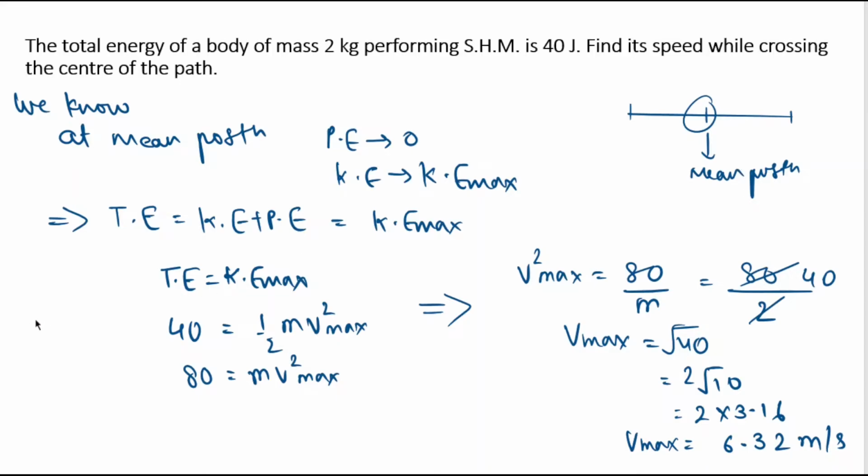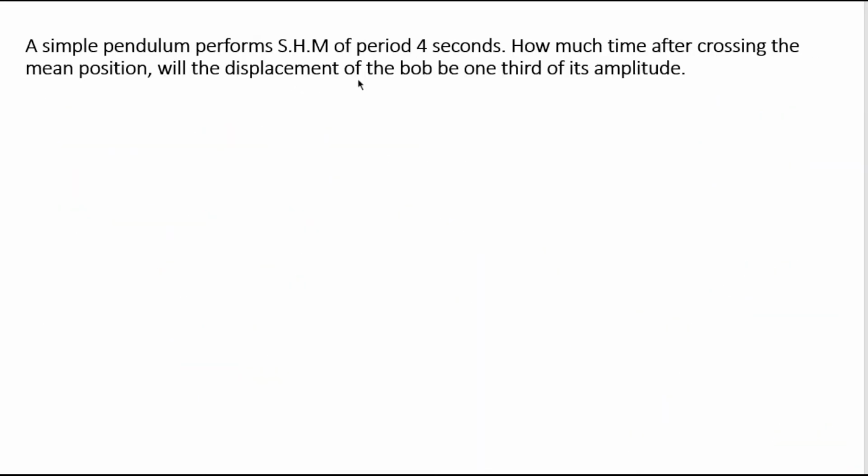Let's look at the next sum. A simple pendulum performs SHM of period 4 seconds. How much time after crossing the mean position will the displacement of the bob be 1/3 of its amplitude? So solution, we have been given the time period of the pendulum, that is 4 seconds, and we need to calculate the time at which the displacement x is 1/3 of the amplitude a.